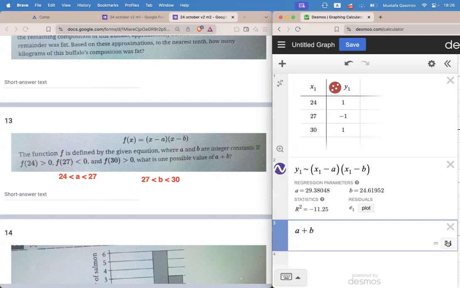So it's 54. It's correct for that one because it was one possible value of a plus b. But if it's the biggest value of a plus b, it will not be correct. So a will be 26 and b will be 29. But for this situation, it works.